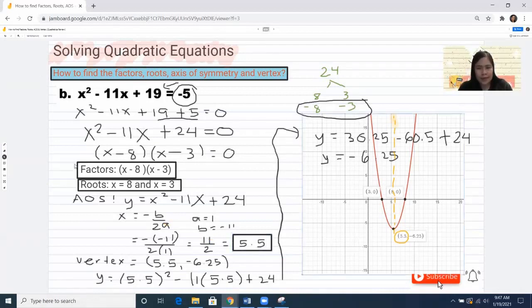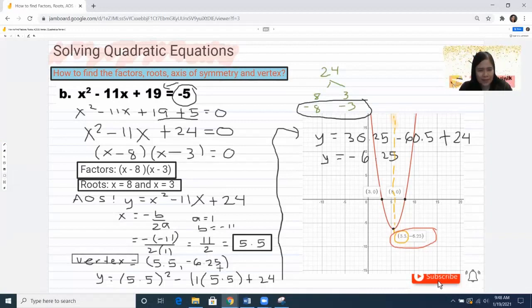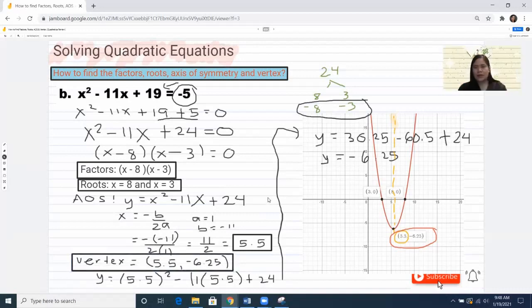And then the vertex is very simple. The vertex is the peak point of the parabola that is written as an ordered pair, which is 5.5 and negative 6.25, which we also got right. So here's the vertex. So there you go. Those are the ways on how to find factors, roots, axis of symmetry, and vertex in a quadratic equation or trinomial.